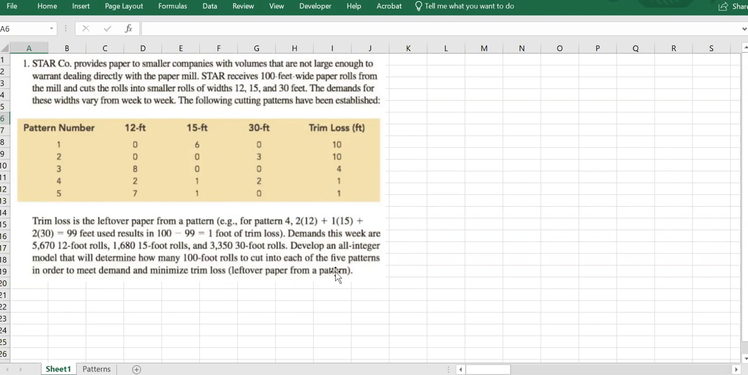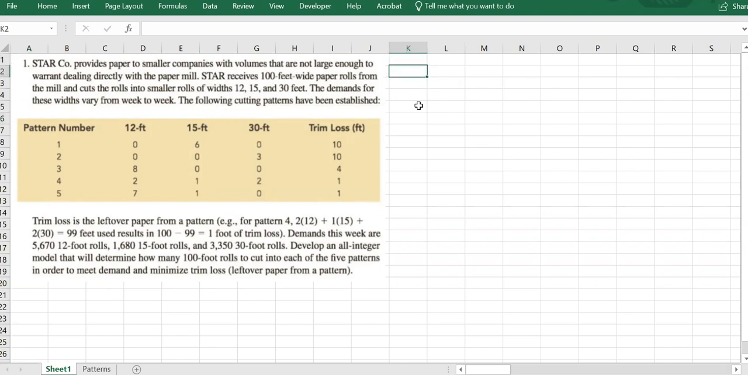So we want to formulate this problem as an ILP problem, in order to find the best cutting pattern, the best way that we can use these 5 cutting patterns in order to meet the demand. And also our objective is going to be to minimize the trim loss. So we want to meet the demand with the least amount of trim loss, with the least amount of waste, right?